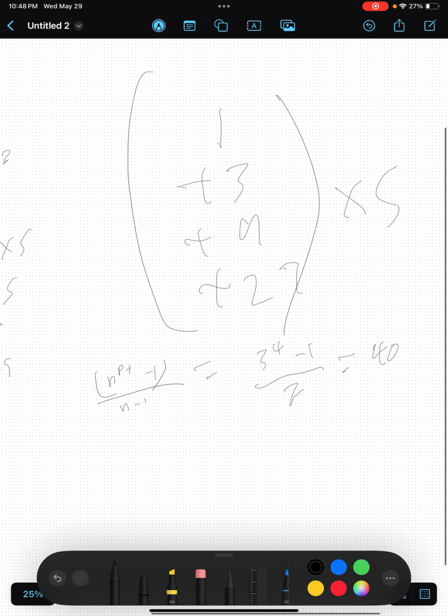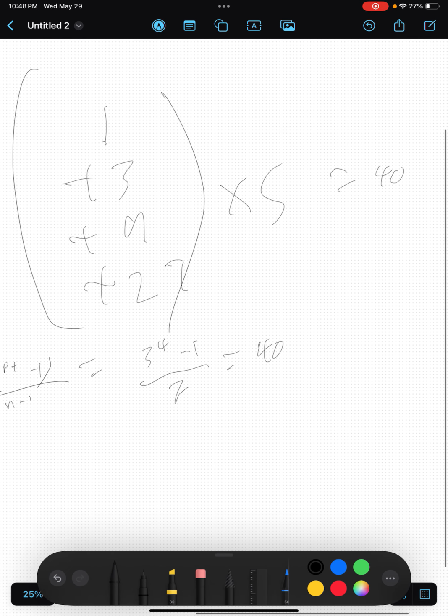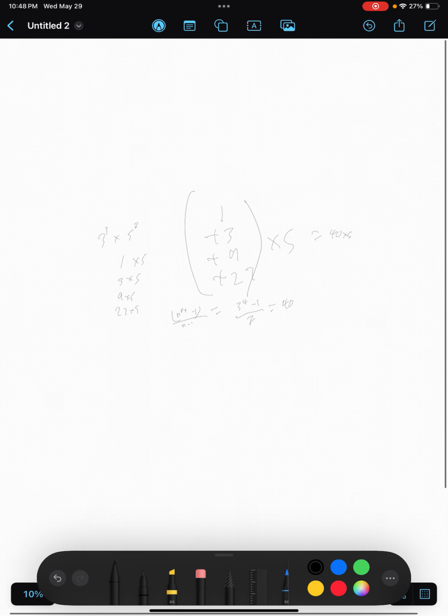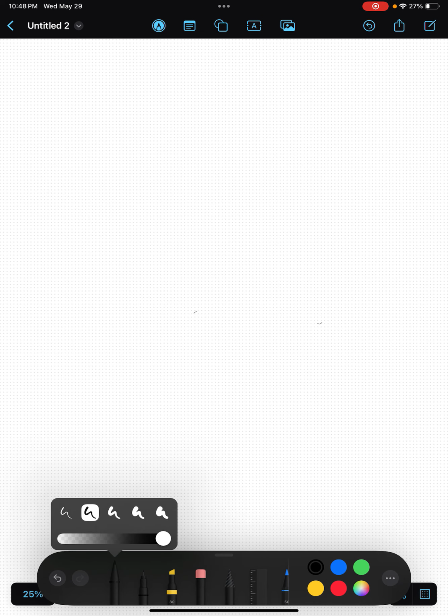And when you add them all up, 1 plus 3 plus 9 plus 27, it's going to be equal to 40. So it's equal to 40 times 5, right? Okay, so we know that that's equal to 40 times 5.